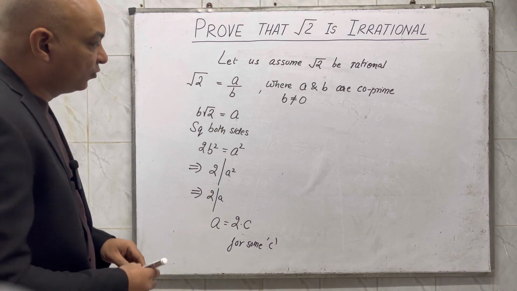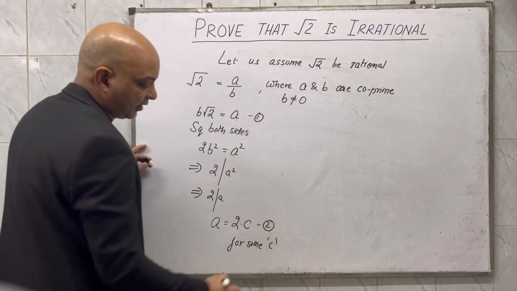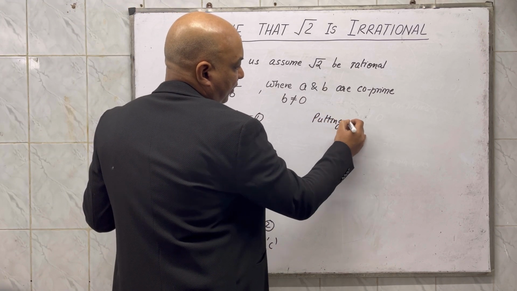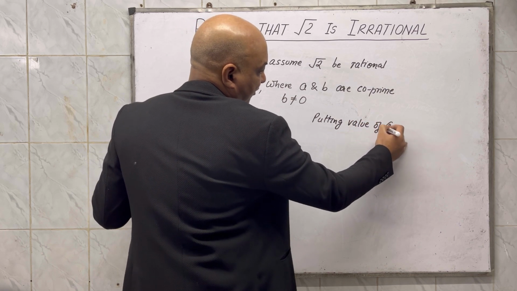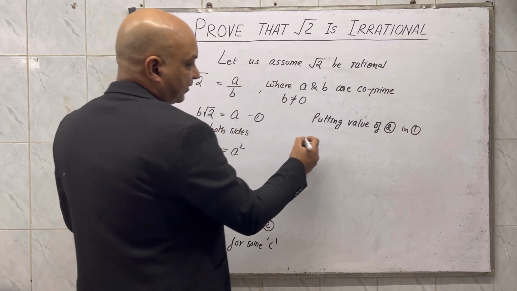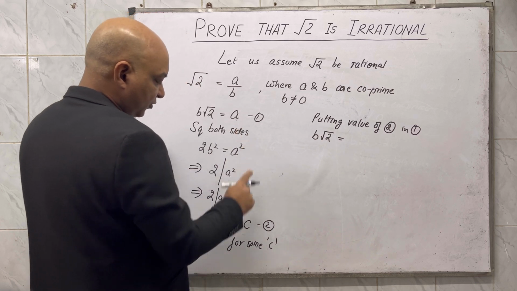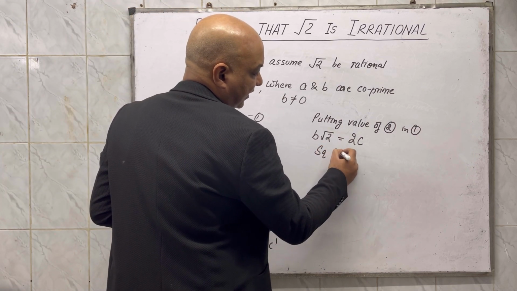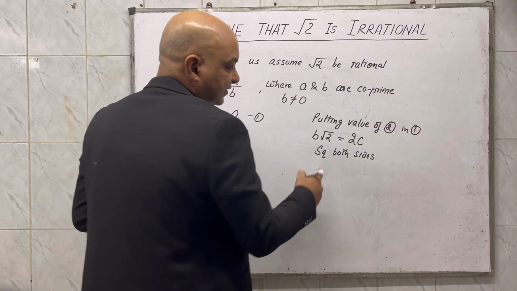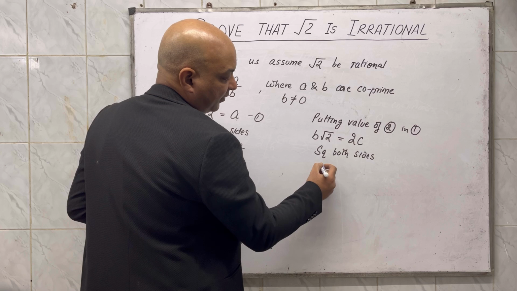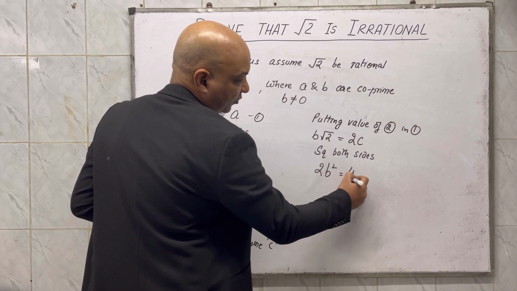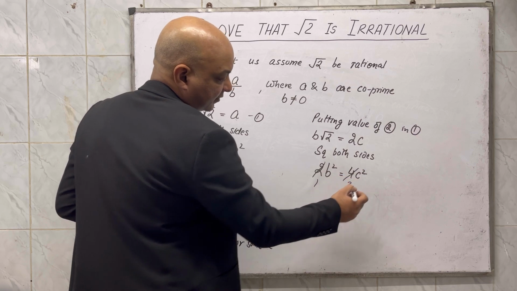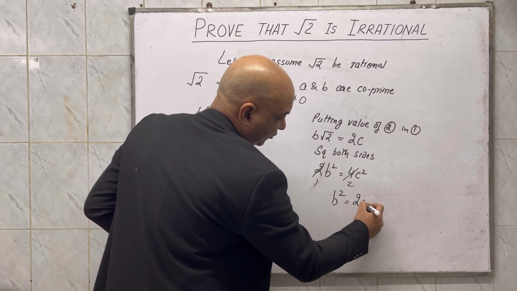Now, if I substitute this value in equation number 1, I will substitute the value of a here. Putting value of equation 2 in equation 1, I will get b root 2 is equal to, in place of a, 2c. Next I will do squaring both sides again, just to get rid of this root. So this will now become 2b square is equal to 4c square. If I cancel the common factor, I am left with b square is equal to 2c square.